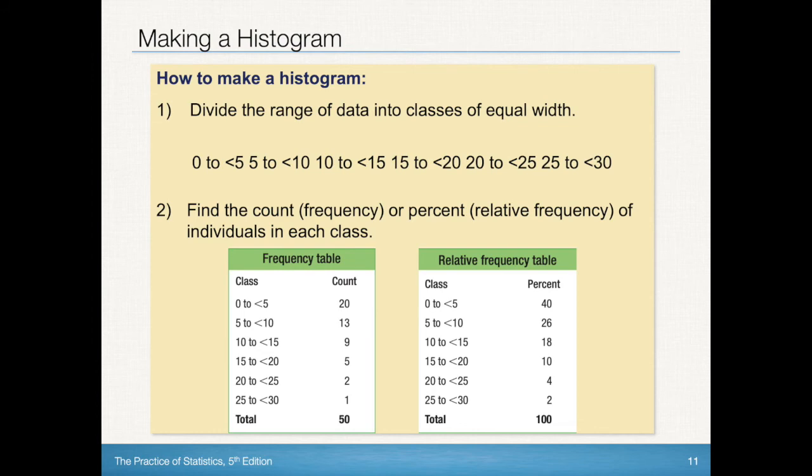And so when you do this, you can then create a table, which according to your classes or your bins, you have your final counts, or if you so desire, you could create a relative frequency table and calculate it based upon the percentage of the total.